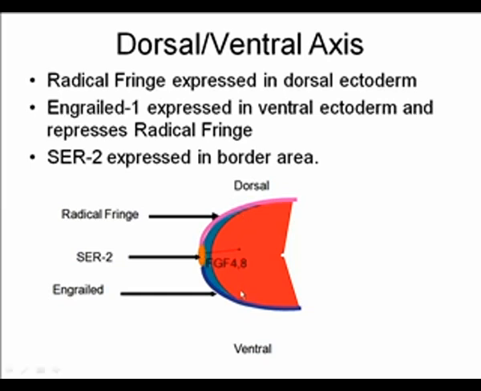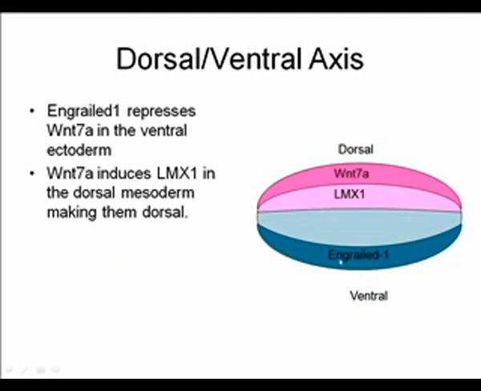Now, in terms of dorsal and ventral polarity, what we know is that there are, again, differential expression of genes that allow for this polarity to develop. Radical fringe is expressed in the dorsal ectoderm, and engrailed is expressed in the ventral ectoderm, and these help to determine the polarity in the dorsal ventral axis of the limb bud.